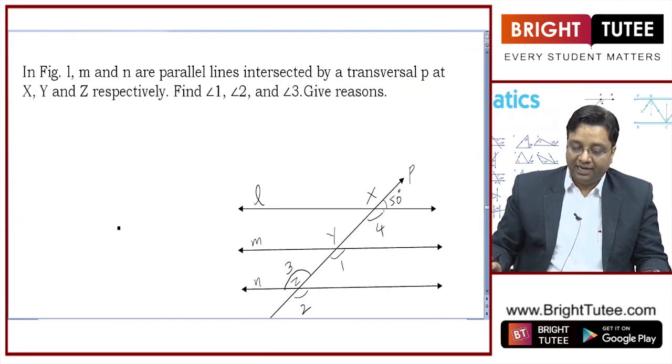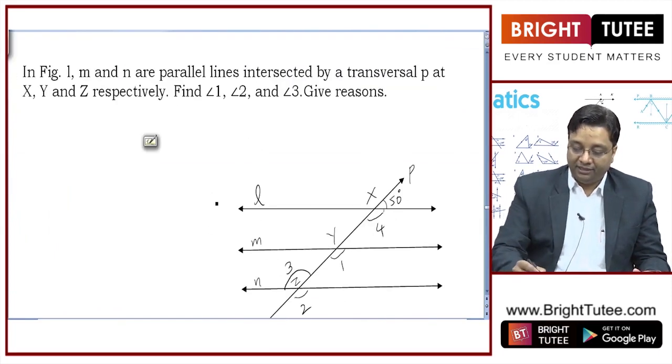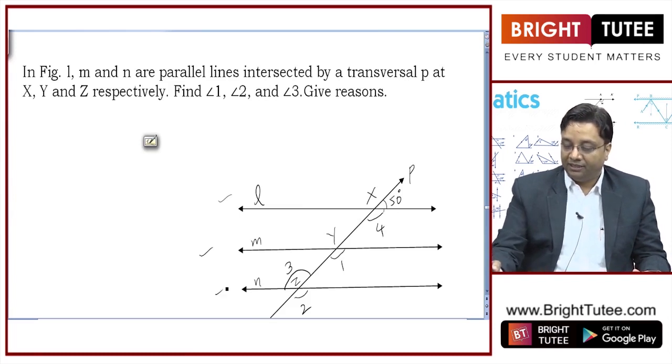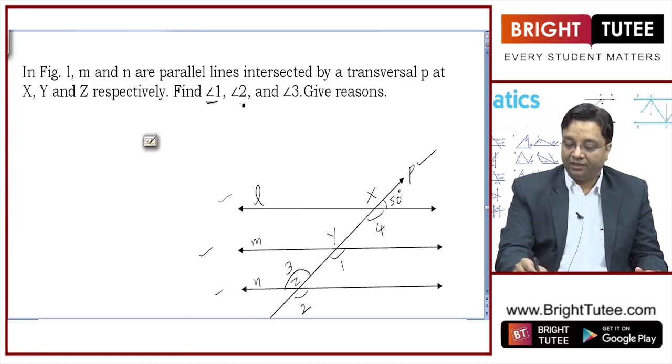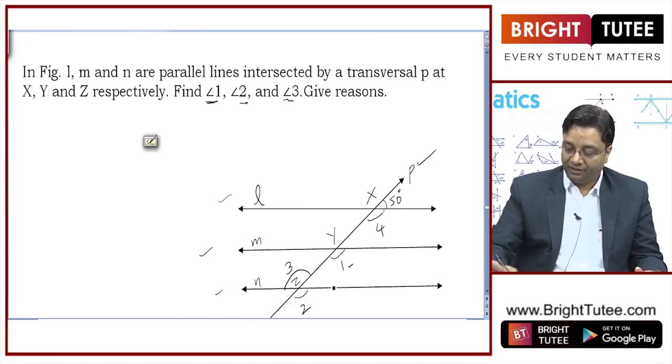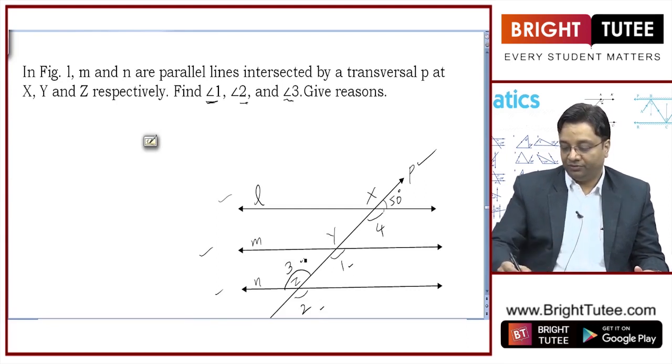Now in this figure, L, M, N are parallel lines. So these three lines are parallel and these are intersected by this transversal here at X, Y and Z. We need to find angle 1, 2 and 3.